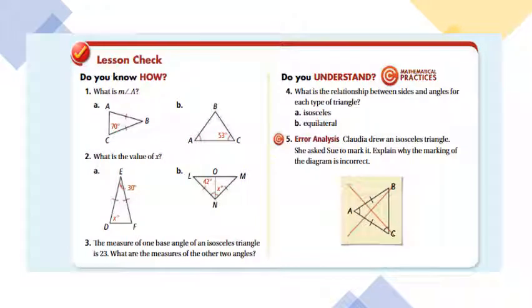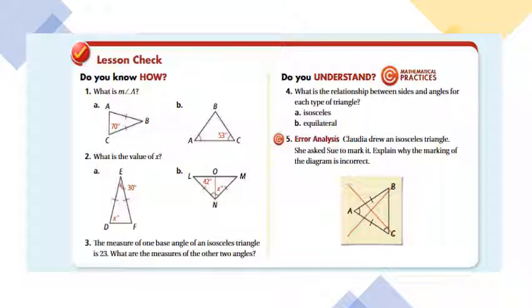Okay, the last question in this lesson, error analysis. Let me read. Claudia drew an isosceles triangle. She asked Sue to mark it. Explain why the marking of the diagram is incorrect. I want you to look at this figure and tell me why we have the error here. We have an error. Tell me, where is it?